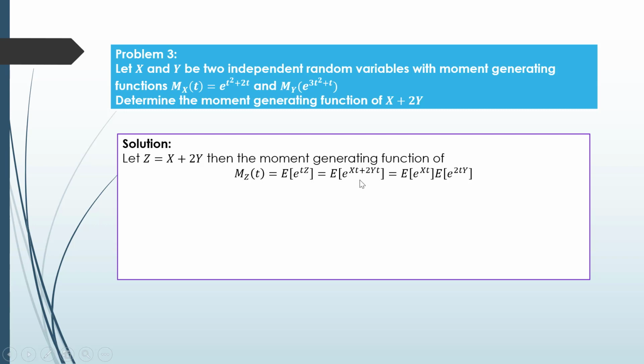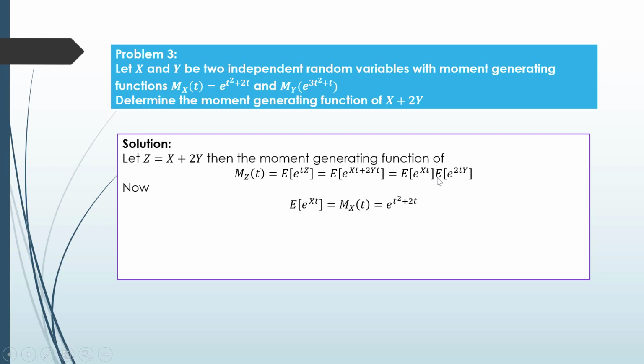And use the property of exponents. We get the expected value of e to the xt times the expected value of e to the 2ty. The first factor is basically the moment generating function of variable x. So this is equal to M_x of t, and is e to the t squared plus 2t.